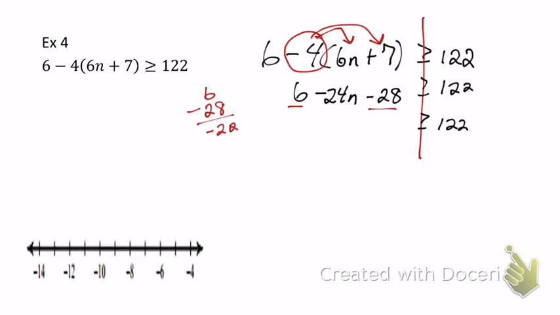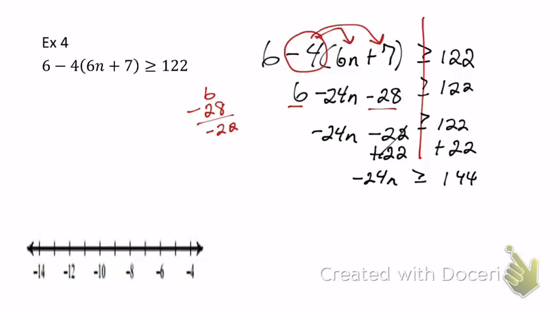So that's going to leave my equation. I still have my negative 24n. And I've got minus 22 now as my constant. So I'm going to isolate the variable by starting to add 22 to get rid of minus 22. So we have negative 24n is greater than or equal to 122 and 22 make 144. Now I need to isolate the variable, so I'm going to divide by negative 24 on each side.